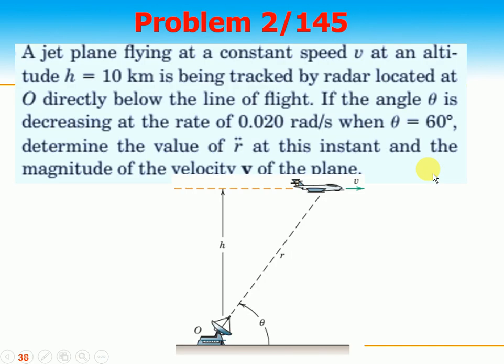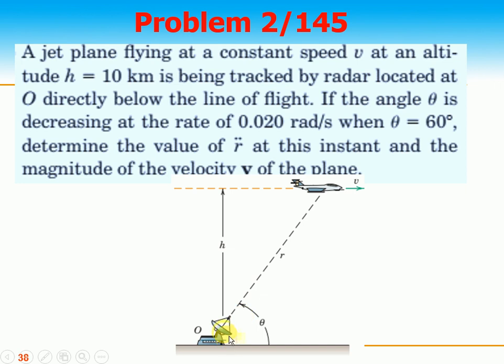Problem 2-145. A jet plane flying at a constant speed of v at an altitude of h equal to 10 km is being tracked by radar located at O directly below the line of flight. If the angle theta is decreasing at a rate of 0.02 radians per second, where theta is equal to 60 degree, determine the value of r double dot at this instant and the magnitude of the velocity v of the plane.